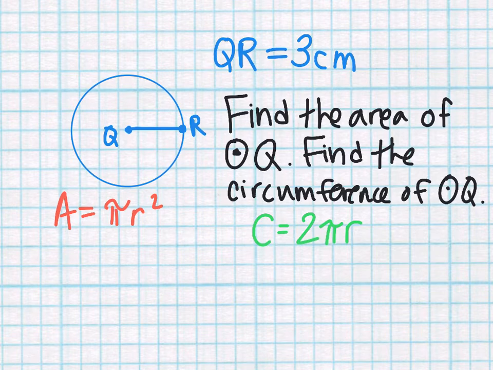So the next thing I'm going to do is I'm also going to write this information. QR, distance from Q to R is 3 centimeters. I'm going to write that on my diagram. 3 centimeters.